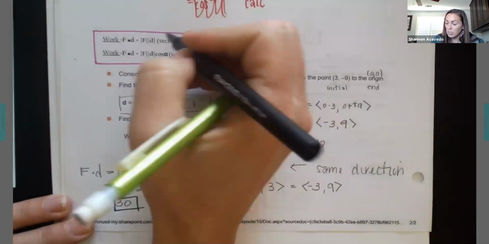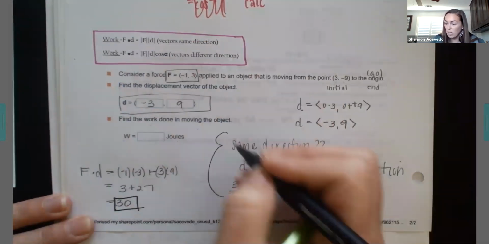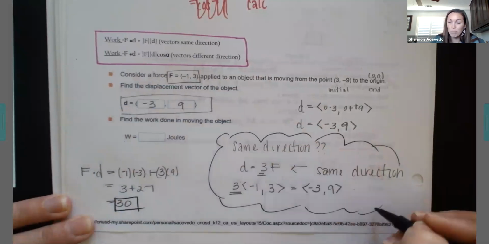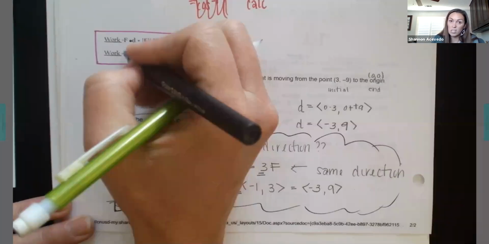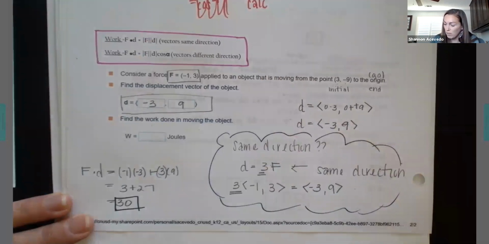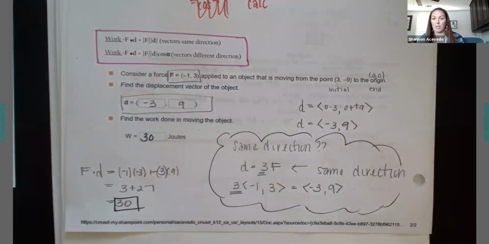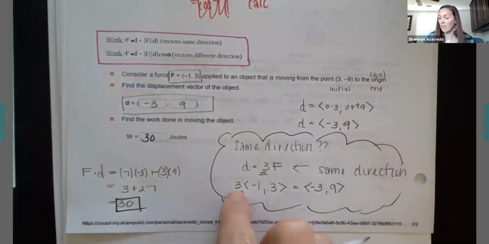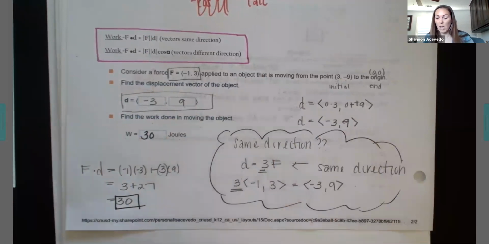If I knew the magnitudes, then I could worry about the same direction, but we do some of this stuff. So I just kind of want to point out, how do you know if they're the same direction? So you can use either one of these, just depends on what information you're given. In this case, it's going to be 30 joules. But for it to be the same direction, it has to have a constant between the two vectors.